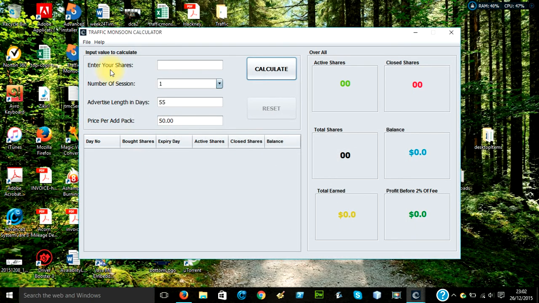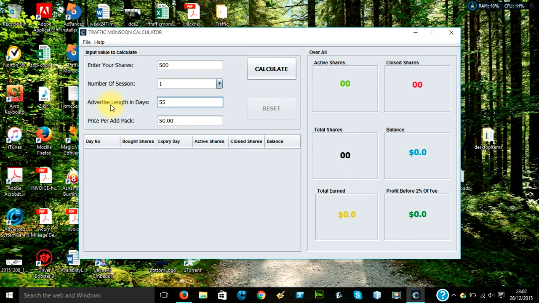So if you come here and enter your shares, like 500, and if you want to keep your number of session minutes, if you want to invest your money for 55 days or 110 days or 165 days, if it's 55 days only, then keep one here. The 1 session is 1 times 55, so you can see the 55 is below.